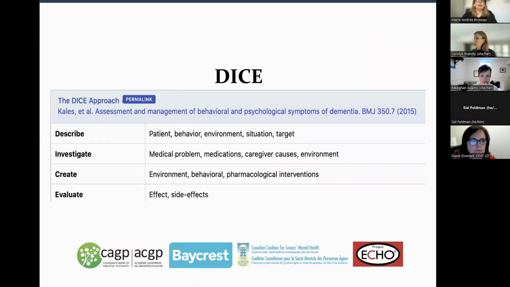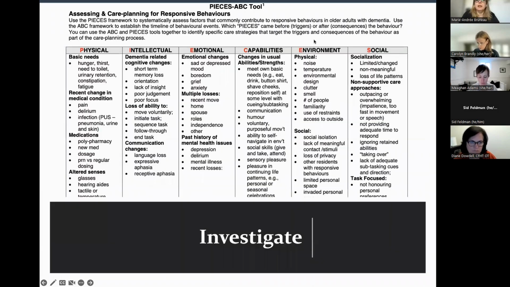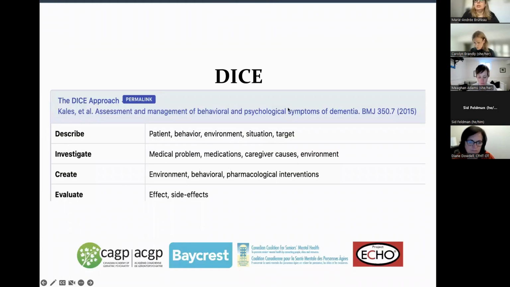So when one is trying to evaluate or to think about how to implement an intervention plan for BPSD, one acronym that could be helpful is the DICE approach, which has been published by Kales in 2000-something. I don't see my slide. You see it here.